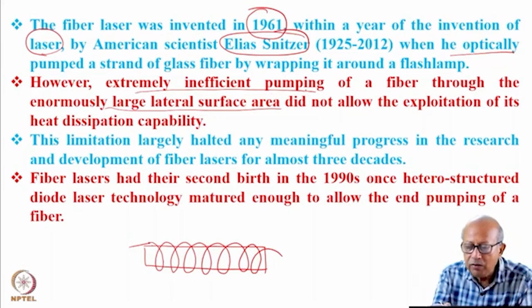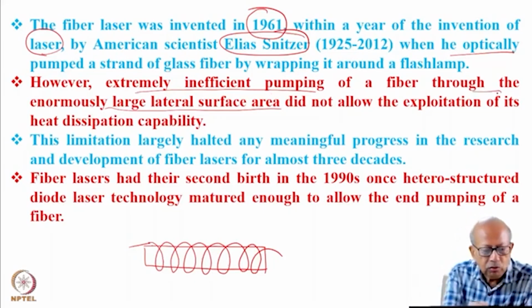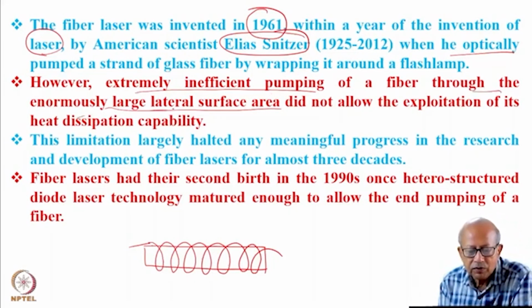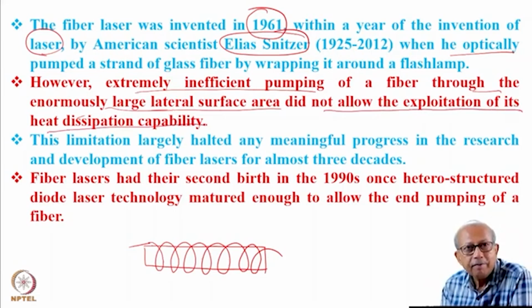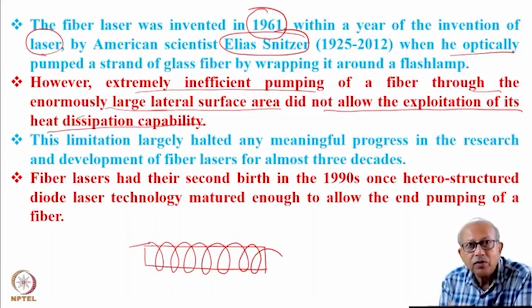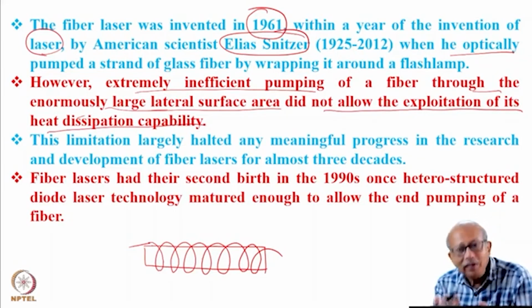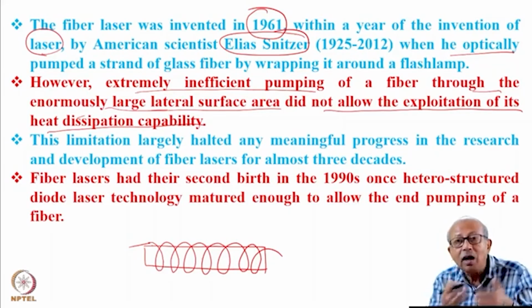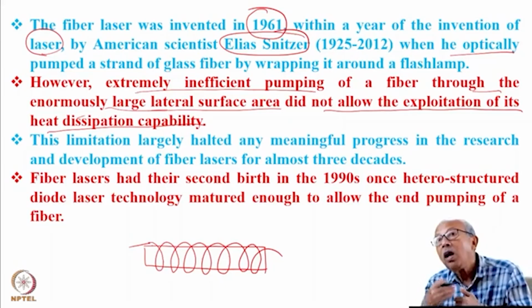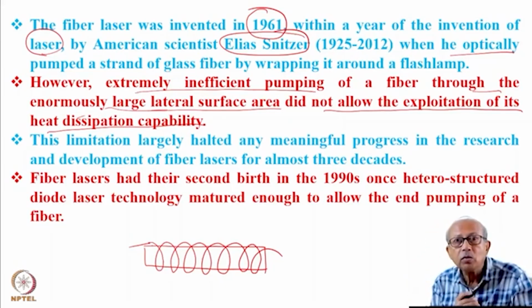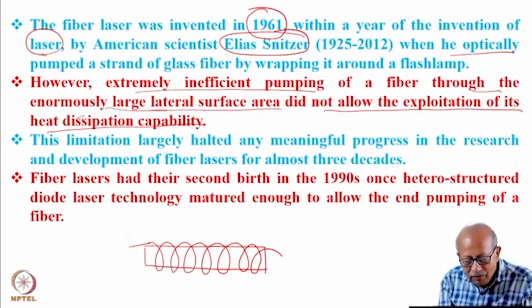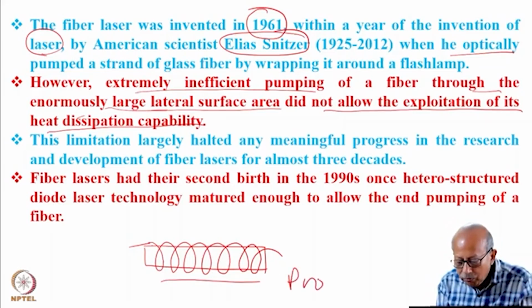However, this extremely inefficient pumping of a fiber through this enormously large lateral surface area did not allow the exploitation of its heat dissipation capability, because pumping itself is so poor that hardly there has been any heat dissipation. So that capability, that it has such large surface area which gives much better heat dissipation capability, could not be exploited. So its performance was very poor.